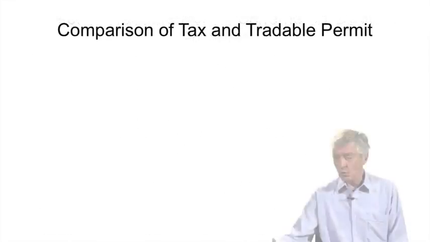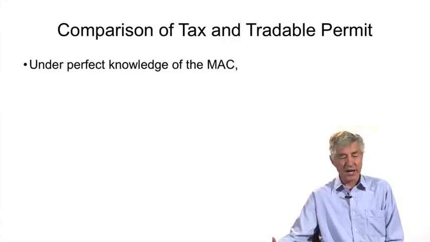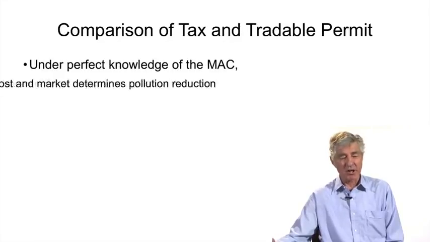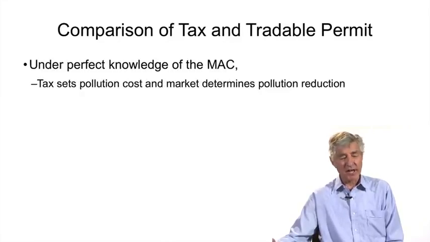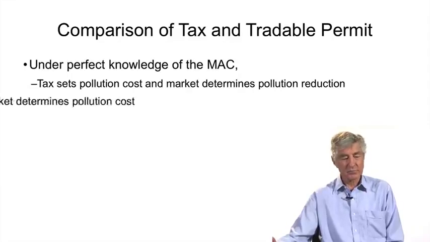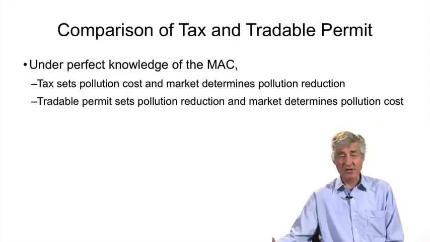So why should we distinguish between a tax and a tradable permit scheme? Well, let's think about the world of perfect knowledge, where we know exactly where the marginal abatement cost curve is. What the tax does, it sets the pollution cost, the price, and then the market determines how much we reduce pollution. In economics jargon, we say a tax sets the price, the market sets the quantity. A tradable permit scheme goes the other way around. It sets the quantity, the reduction, the Q hat, and then the market determines the price, the T dash.